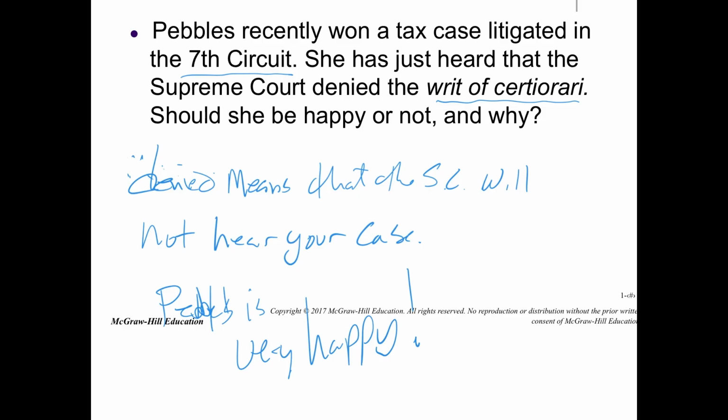If the Supreme Court had issued a writ of certiorari, it doesn't mean the Supreme Court agrees with her or the IRS. It just means the Supreme Court thinks it's a big enough case that they will hear it. So then she'd have to go through another court case.